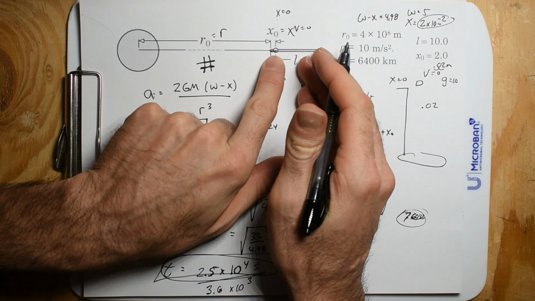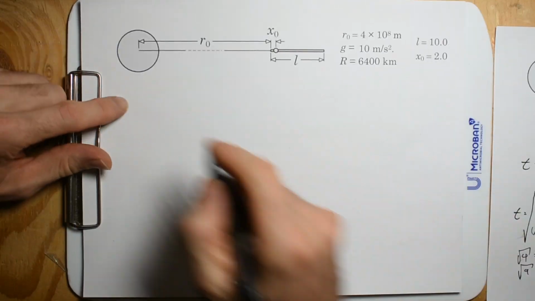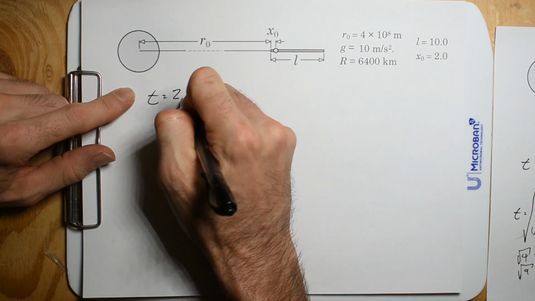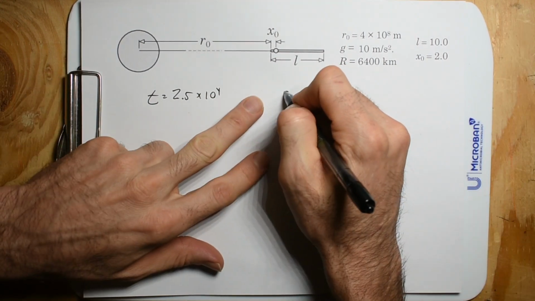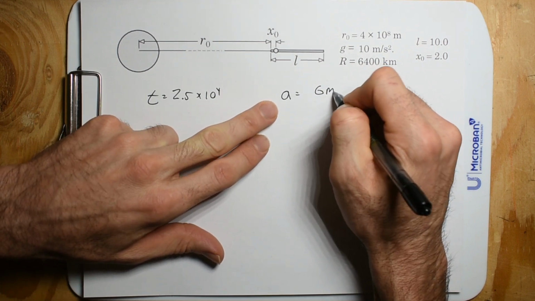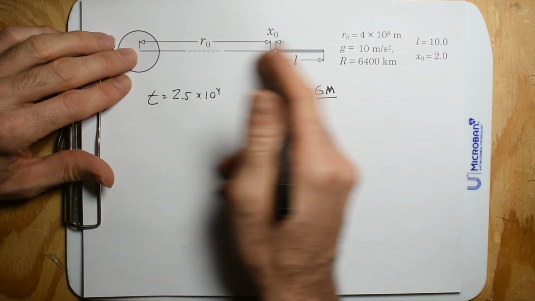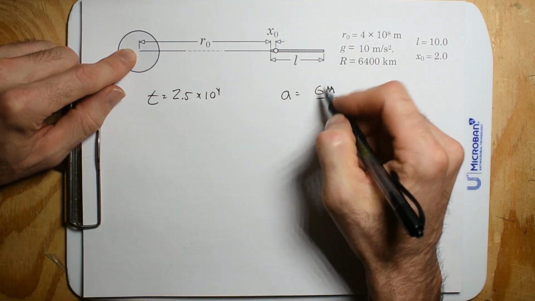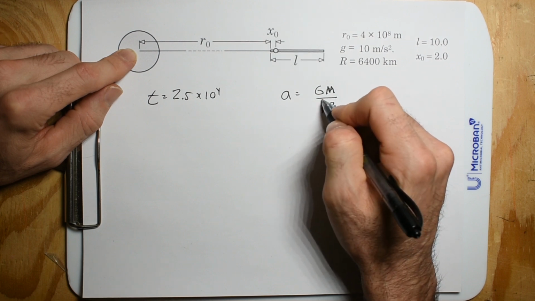aren't these objects going to be closer to the Earth? So let's do that. Let's say we did get this value of 2.5 times 10 to the 4, and we have the generic equation that acceleration is gravitational constant GM divided by the distance. And the general distance is just r. So this is our acceleration.